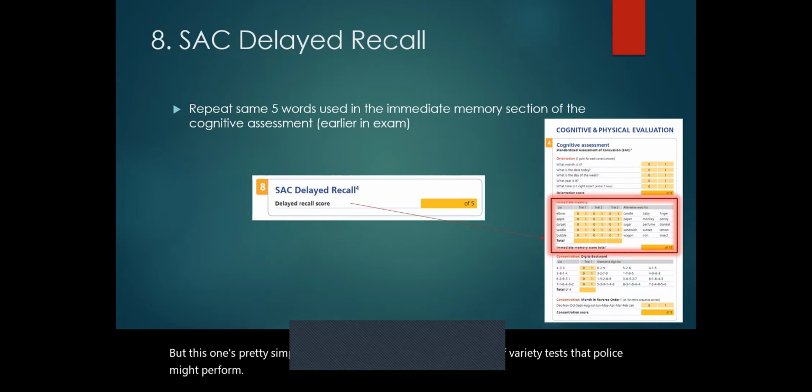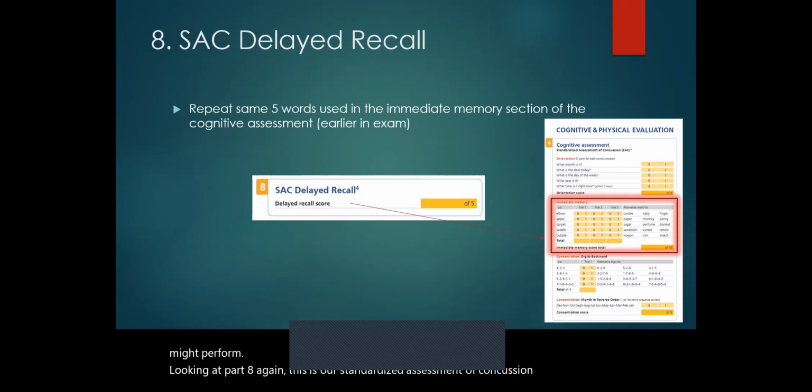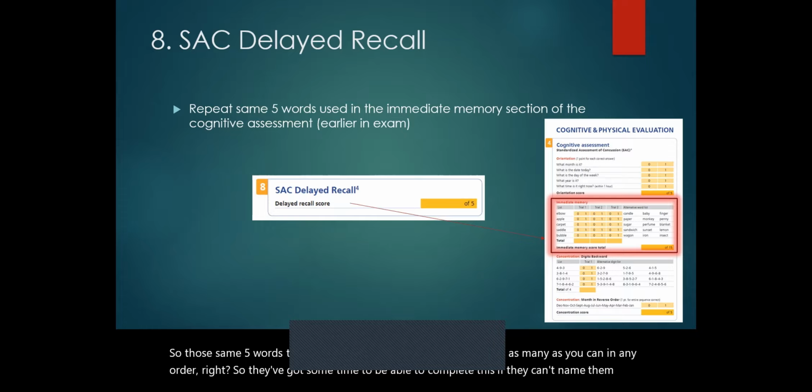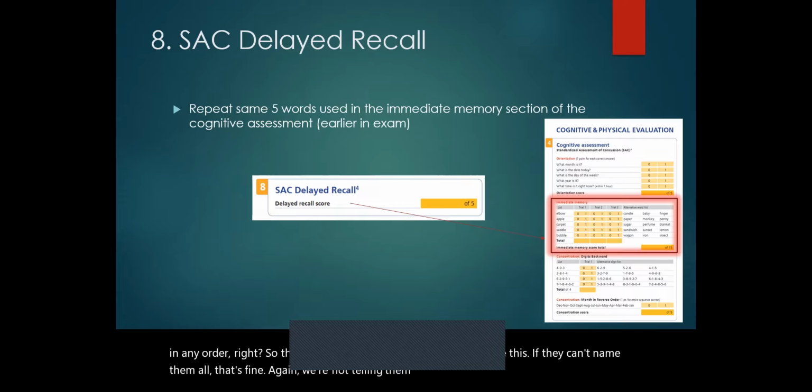Looking at part 8, again, this is our Standardized Assessment of Concussion, or SAC, delayed recall. So those same 5 words that we said earlier, repeat them back to me as many as you can in any order, right? So they've got some time to be able to complete this. If they can't name them all, that's fine. Again, we're not telling them throughout the exam that they need to remember these. It's just, oh, hey, by the way, tell me as many as you can. So it's that same exact word list from before.